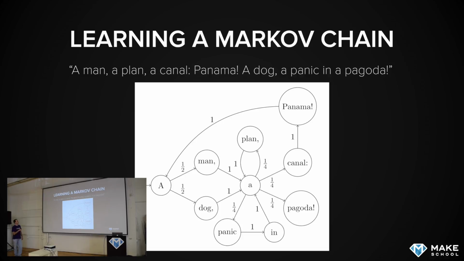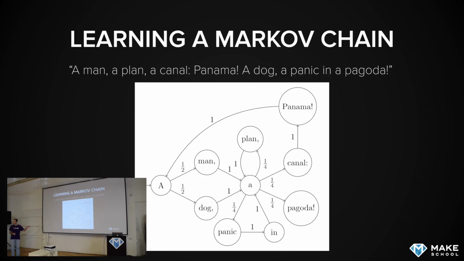Each of those transitions, from A to man and A to dog, occurred once in the corpus, so we give each probability 1/2. If A dog had occurred twice, then we'd give this one 2/3 and that one 1/3. Okay? Now after man, that only happens once. It's always followed by an A, so we go to A with probability 1. Now A is more interesting, lowercase a. Lowercase a occurs 4 times. And there are 4 possible things that come after: plan, canal, panic, pagoda. So we go to each of those, plan, canal, panic, pagoda, with probability 1/4. Okay? And looking through this corpus, for all the possible transitions like that, we end up getting this Markov chain.